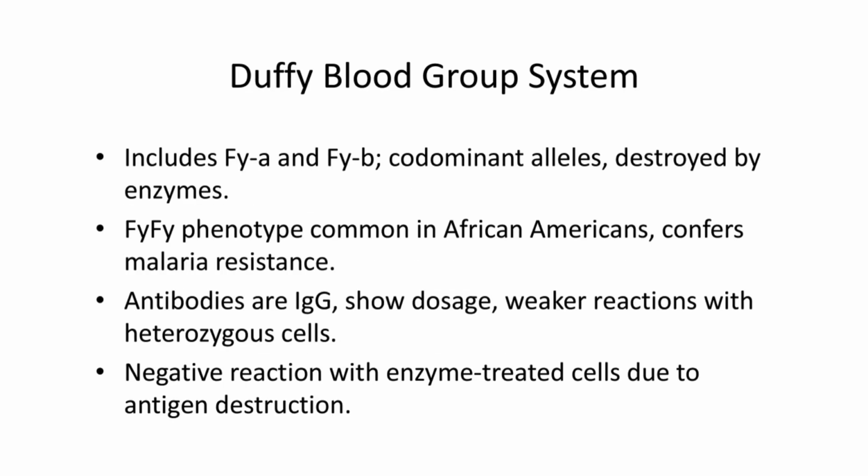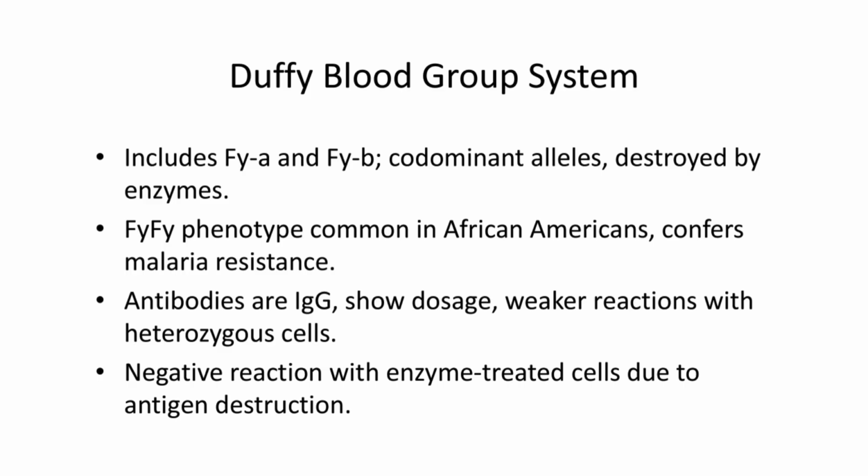The Duffy blood group system. The Duffy system includes the antigens FYA and FYB, which are also codominant alleles. These antigens are destroyed by enzyme treatment, making enzyme-based testing less effective for detecting Duffy antigens. A significant portion of the African American population, approximately 68%, have the FYA-negative, FYB-negative phenotype, also referred to as FYFY, meaning they lack both Duffy antigens. This phenotype is associated with resistance to certain strains of malaria.